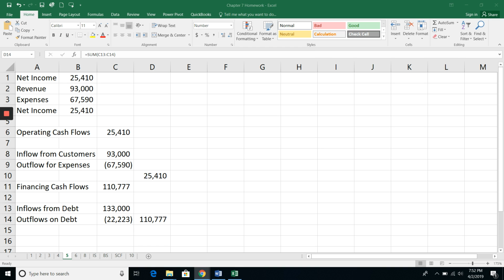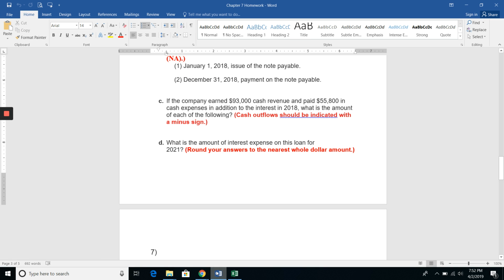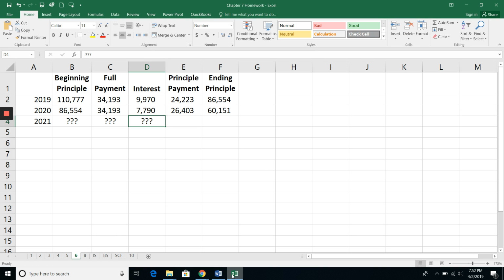All right, very good. Let's work then on question 6, which is, let me toggle back to here. What is the amount of interest expense on this loan for 2021? So again, we're given this amortization schedule that showed us that our principal was 110,777. We paid 34,193. We had interest, we had a principal, we have our ending principal.